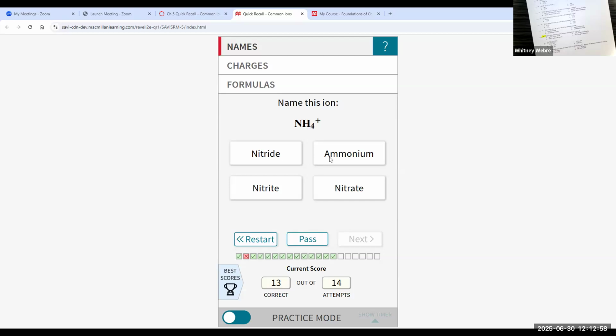So for me, I struggle going between ammonia and ammonium. I do. But look at the answer options. They did not give you ammonia and ammonium, which means there's only one option. This is ammonium. The ion is ammonium. NH3 is ammonia.